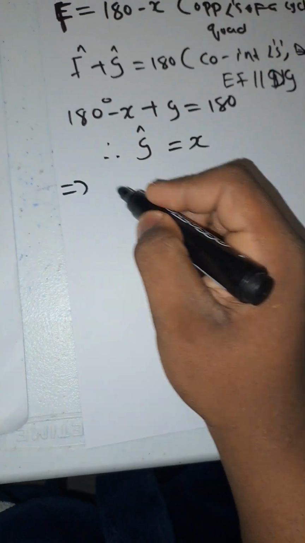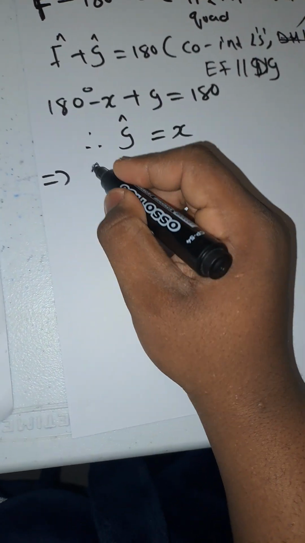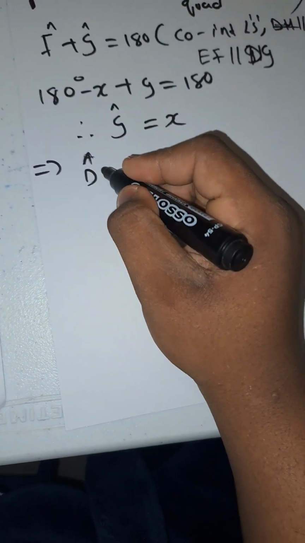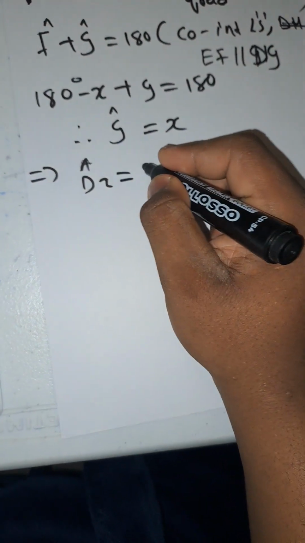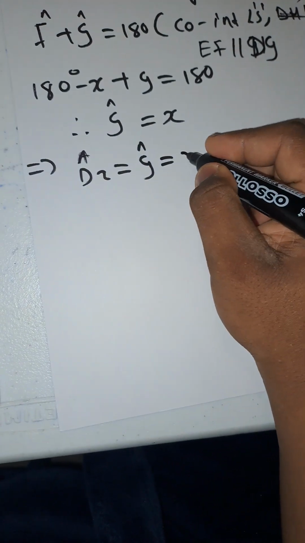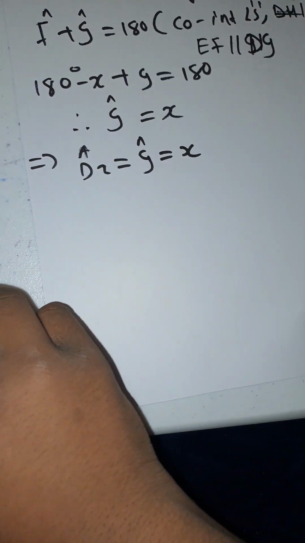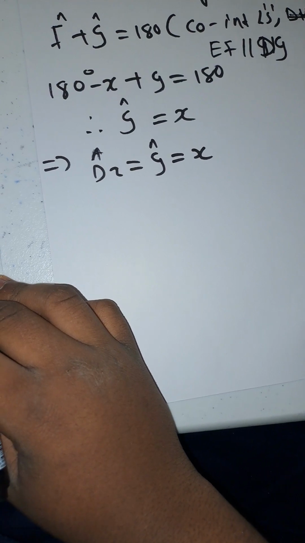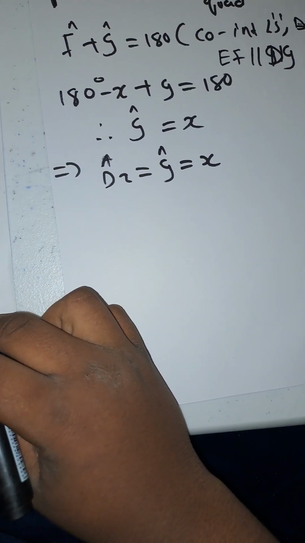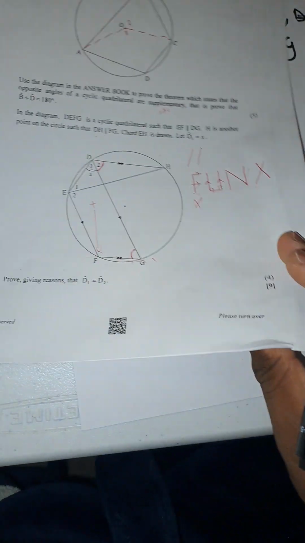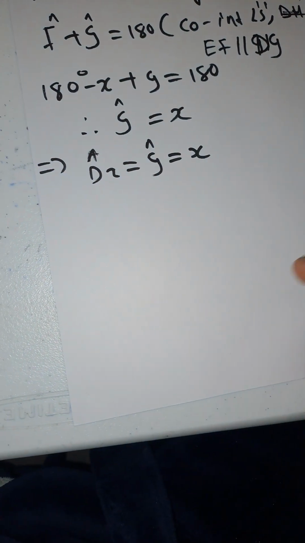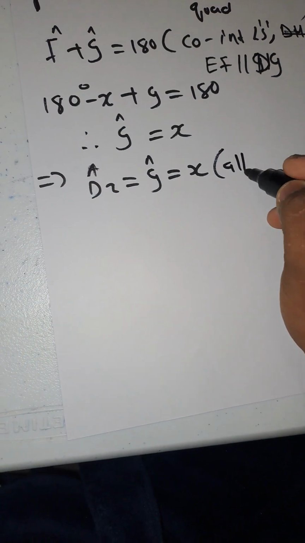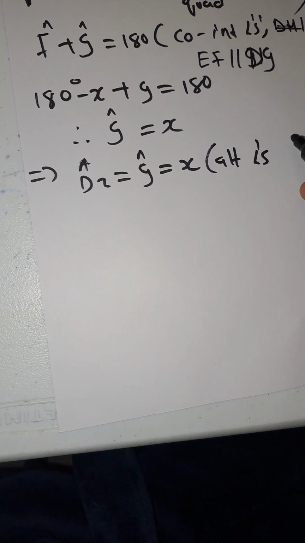But what this means is that now we are finding angle D2. So angle D2 is equal to G. Angle G, which is equal to angle X. Okay, so I can now say, because I told you that D2 and G are equal because of what? Alternate angles. So now I'll have to write what here? Alternate angles.